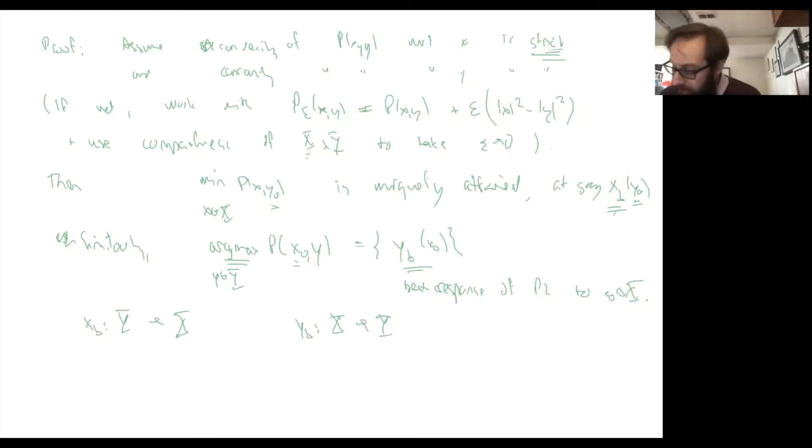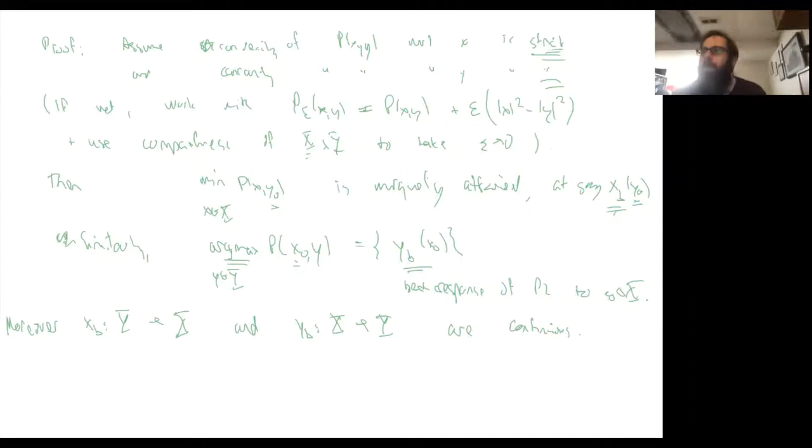And the other nice feature of the strict convexity and strict concavity I've assumed is that these functions are going to be continuous. Why are they going to be continuous? Can anyone think why they would be continuous?